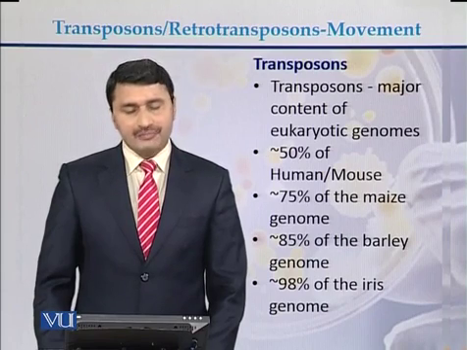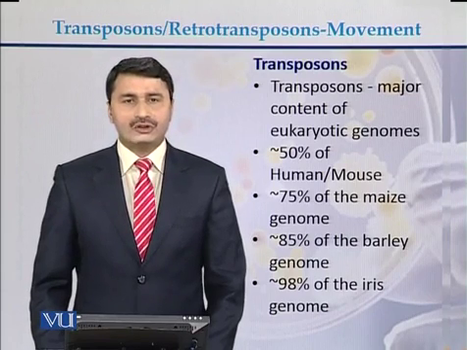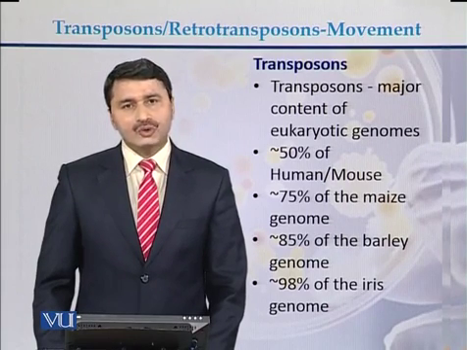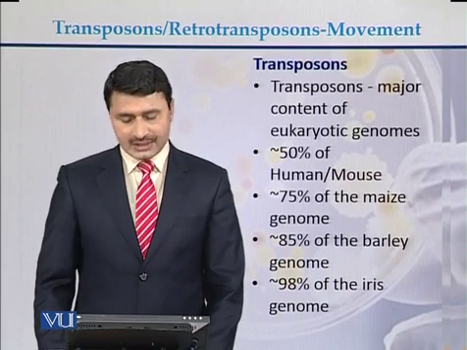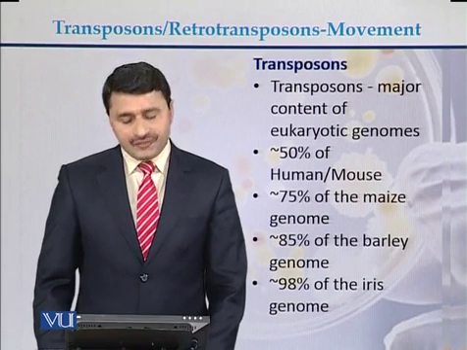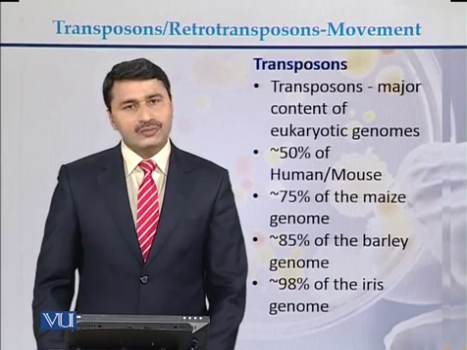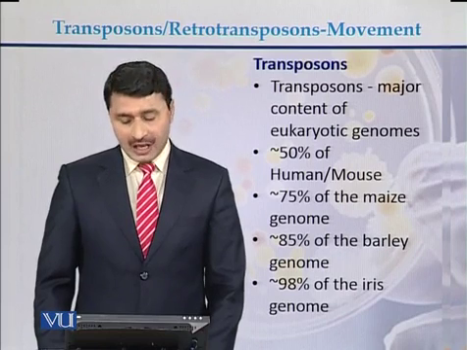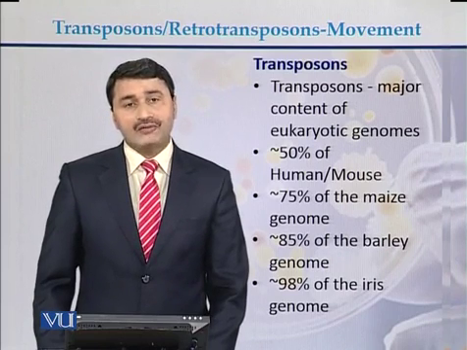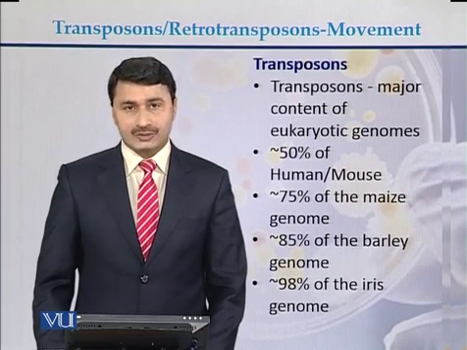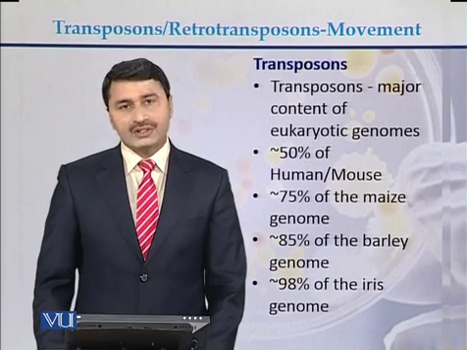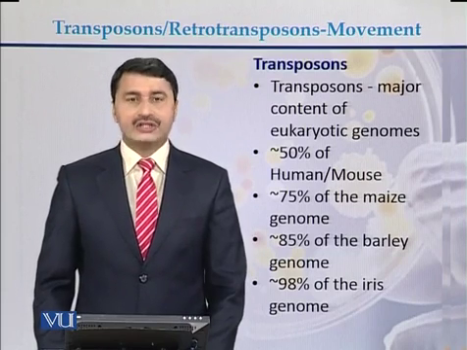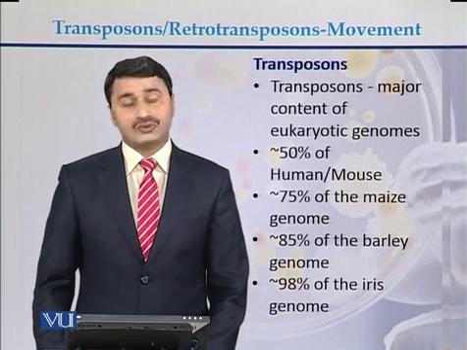Transposons. Transposons are major components of the eukaryotic genome. We usually see that they are present in almost all eukaryotic genomes. For example, approximately 50% of the human and mouse genome consists of transposable elements. In the case of maize, approximately 75% of the maize genome consists of transposable elements. 85% of the barley genome and up to 98% of the iris genome consist of transposons.